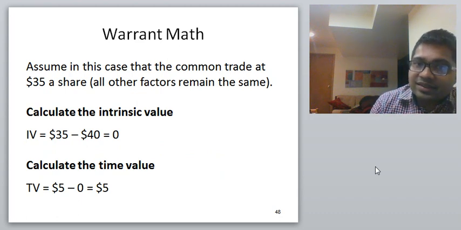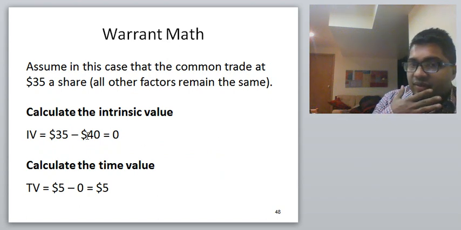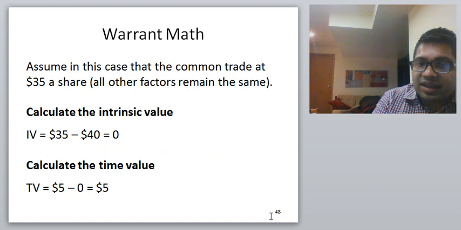Assume that in this case the common share trades at 35 per share. There will be no intrinsic value because 35 minus 40 is less than zero, so it is 0. Time value will be $5.